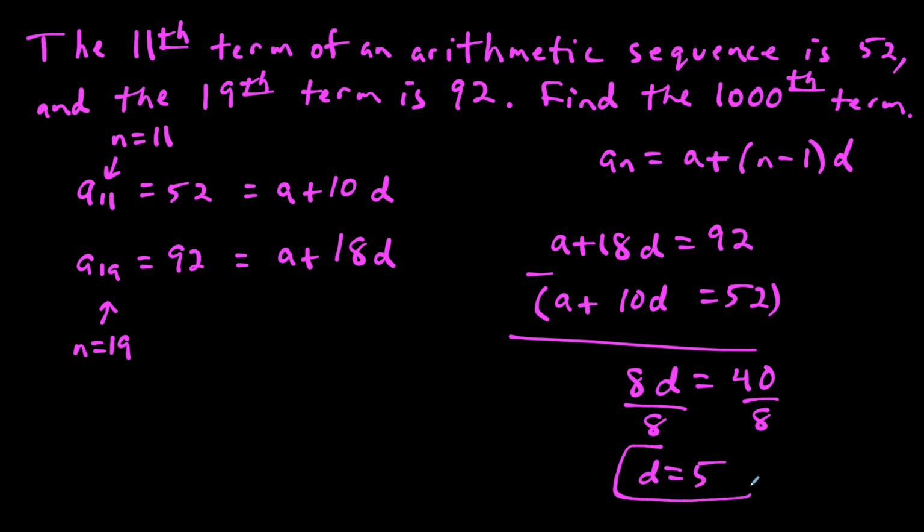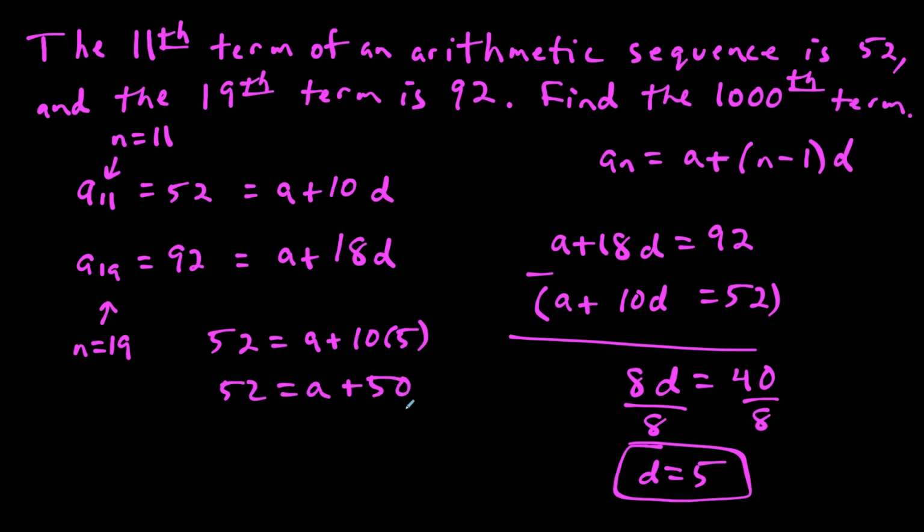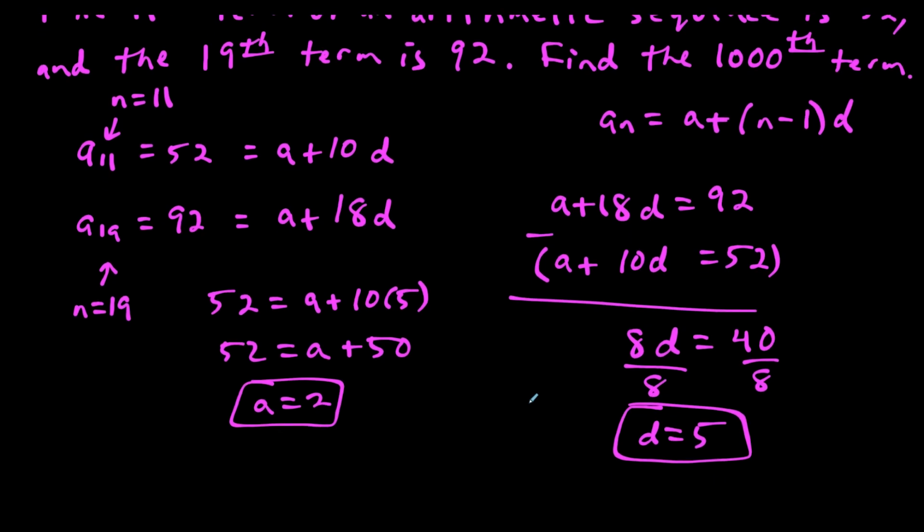So we really need this piece of information here, but what we're going to do is we could take any one of these equations and plug in d equals 5 to solve for a. So let's say I take 52 equals a plus 10 times d, but we just found that d is equal to 5. So this is going to give us 52 equals a plus 50, which tells us that a is equal to 2. So now that we solved for a and we solved for d, what this tells us now is that we could find a general formula.